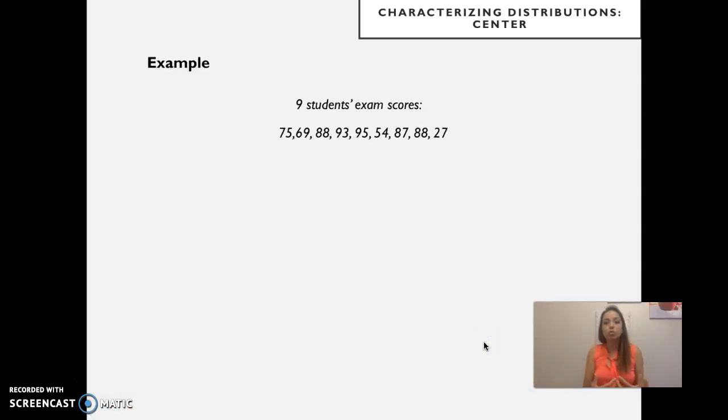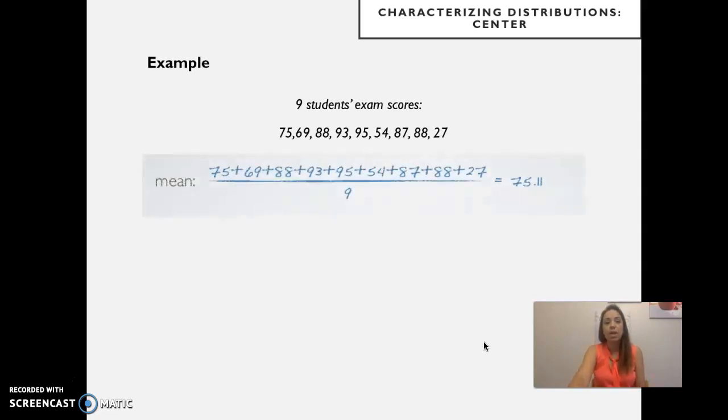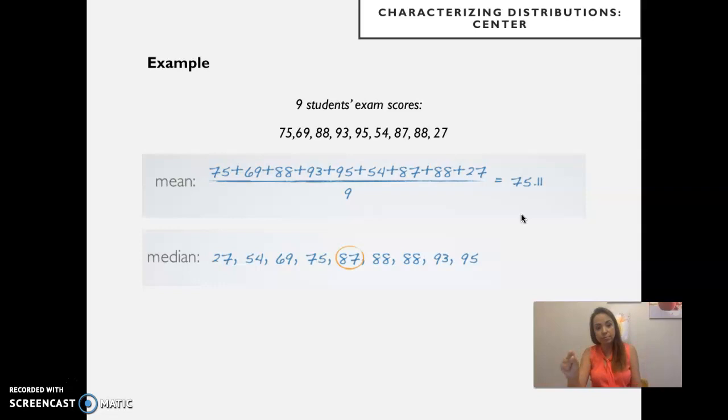So now let's think about how to compute these different measures of distribution center. So here are 9 students' exam scores. And if I were to compute the mean, as you all probably know, you sum all of those values and you divide by the number of observations that you have, in this case 9, and that would be your mean. If you were to compute the median, then what you do, you have to put the scores in order from smallest to largest, and then the median will be the middle of the distribution.